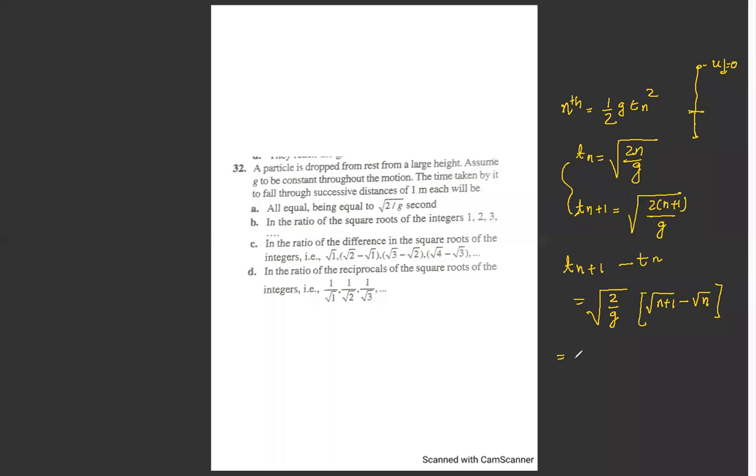So the first one is root over 1. Then the second one is root 1 plus 1, root 2 minus 1. So it will be root over 2 minus root over 1, then root over 3 minus root over 2, and so on. It will go as it is. So the answer is option C.